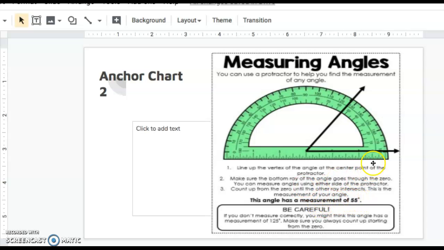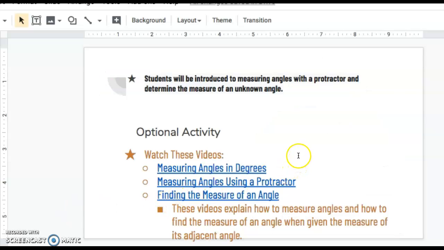Now for this ray, it is facing the right side, so that means we're going to be looking at the inner numbers. If I count by 10, so 10, 20, 30, 40, 50, and then I have the in between, I would go to 55. If I read that incorrectly, I could have thought that this was 125 if I was looking at the outer numbers. But again, because it starts from 0 and goes on to 180, we're looking at the inner numbers, so be careful with those.